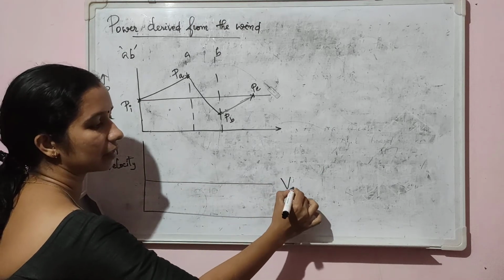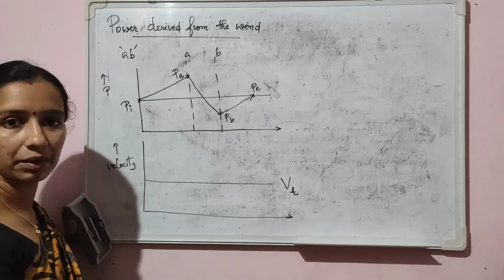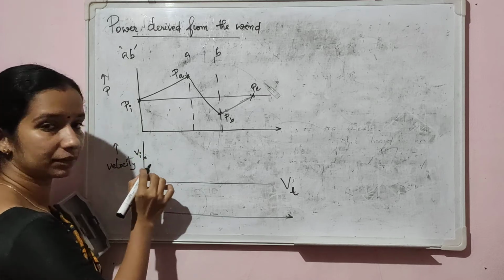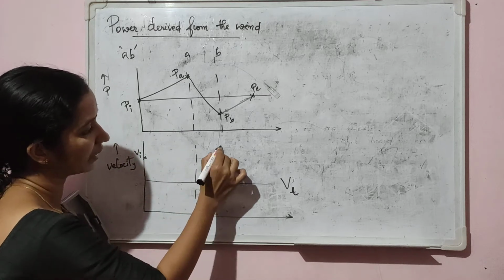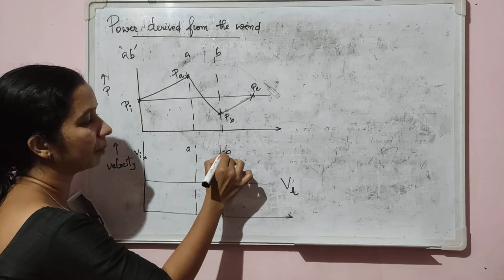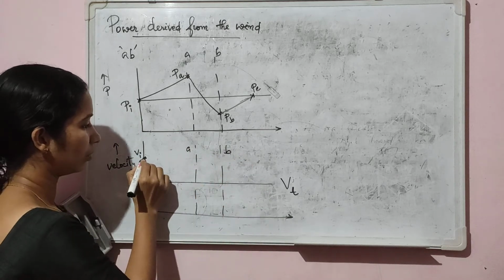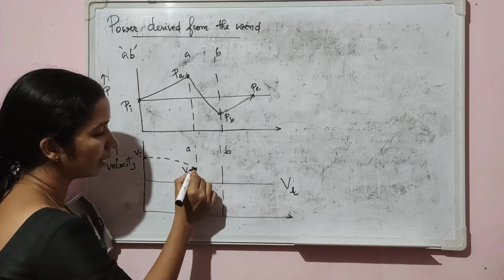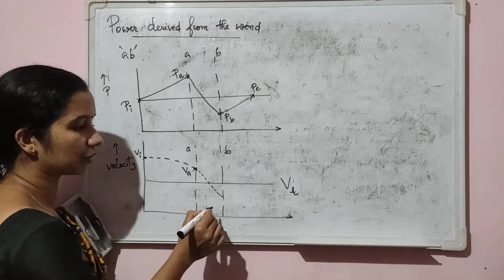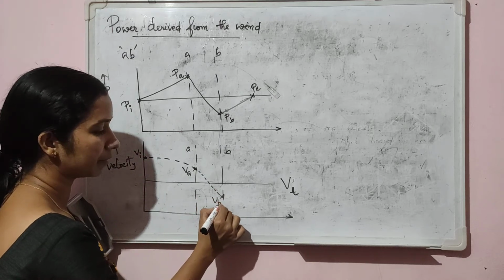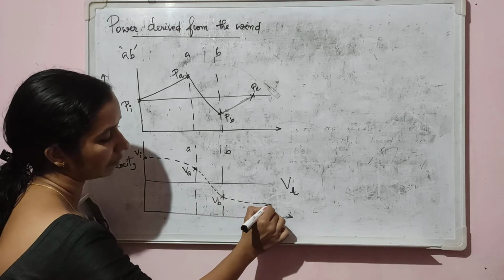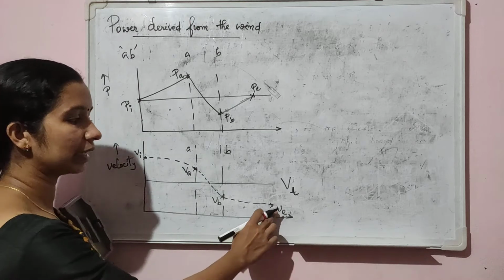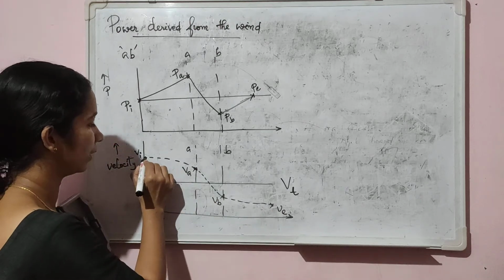So this is the average velocity of wind in the turbine, Vt. Initially the wind is assumed to have a velocity Vi. This is the turbine blade, A, B, the turbine wheel. On reaching the turbine wheel, the velocity of air is assumed as Va, and in the turbine blade, the velocity of air decreases. It becomes Vb here, and after leaving the turbine, at the exit side, the air is having a velocity Ve.